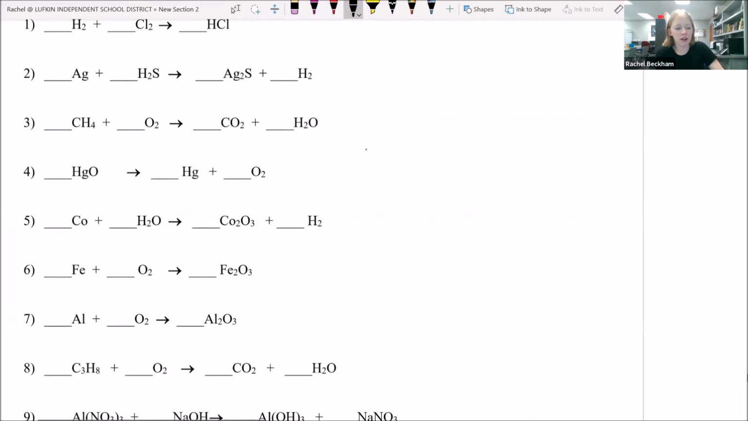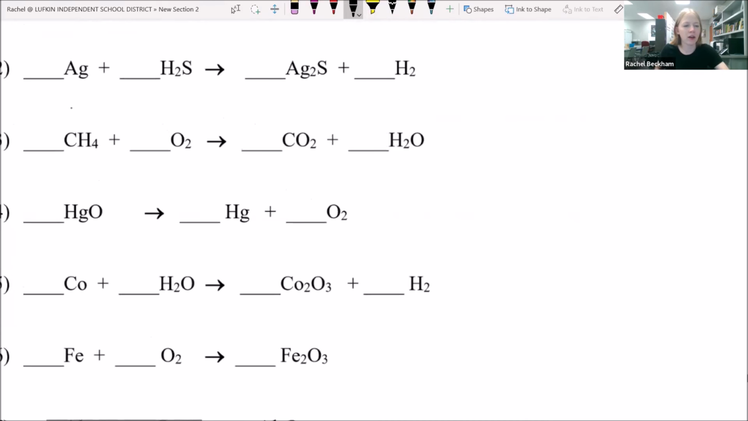So for number 3, we're going to tally everything up over here. We're asked to balance these equations. So on this side, I'm going to just fill it in right here, but I'm going to make my ink a little bit thinner here. And I'm going to zoom in. Okay, so I'm going to draw a line right here.